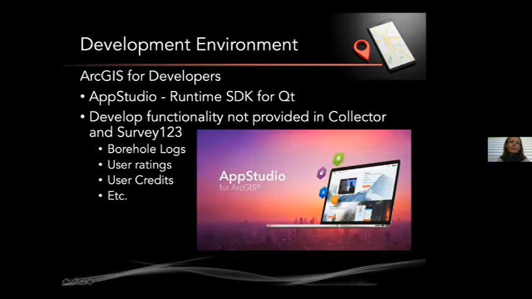Initially, we thought we could use something like Collector or Survey123, for those of you that are familiar with those apps, and build our app on top of that. But there's certain functionality that's just not available in those apps. So we actually wrote the application for the most part from scratch, trying to accommodate things like borehole logs. We want to include user ratings in our system, user credits, which I'll talk about a little bit later, and so forth. The main reason for choosing ArcGIS is that their core business is GIS. So obviously we know they've got a mature platform in terms of mobile development as well, that connects straight to their online servers.